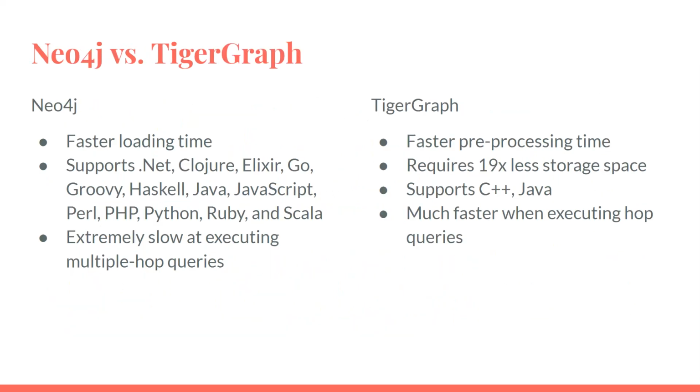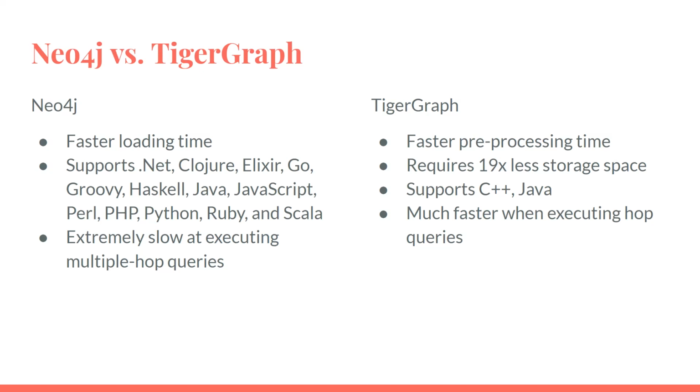And next we'll be talking about some of the differences between a few of the other programs out there. First, we'll be talking about TigerGraph. So Neo4j has a faster loading time than TigerGraph, but TigerGraph has a faster pre-processing time. Neo4j supports many, many more languages than TigerGraph.